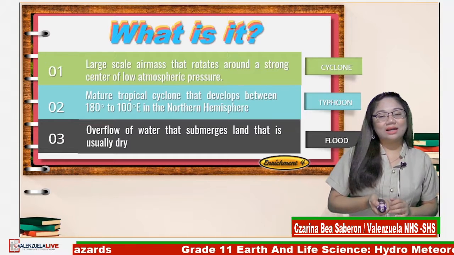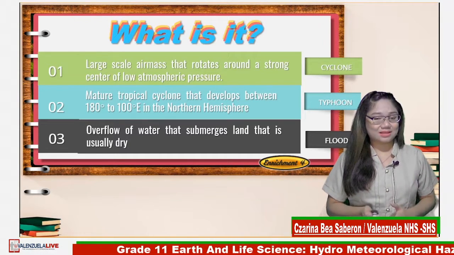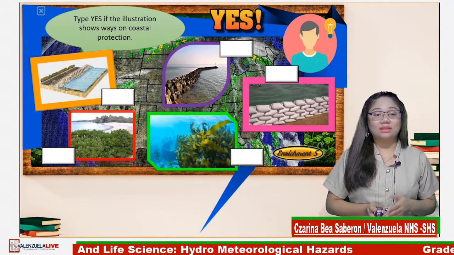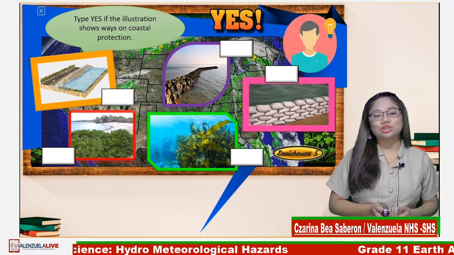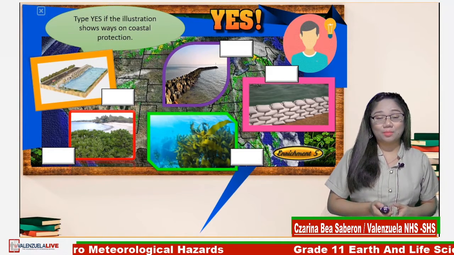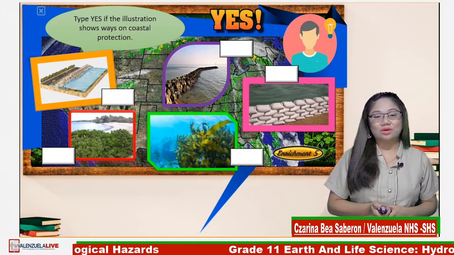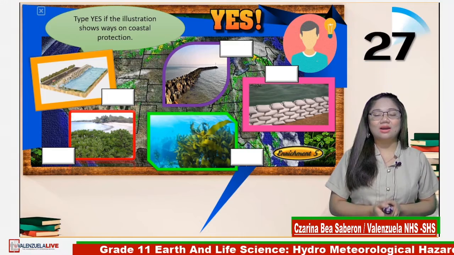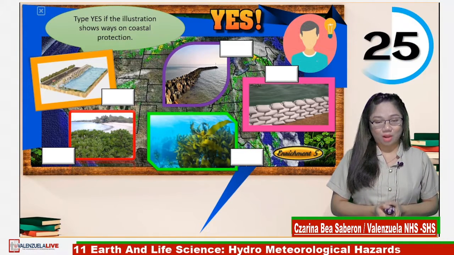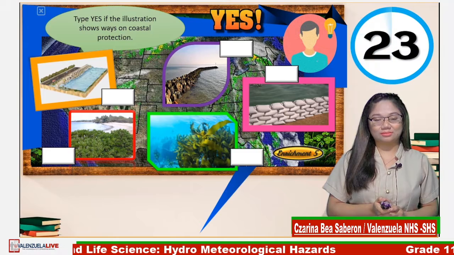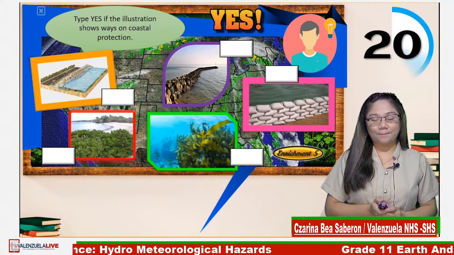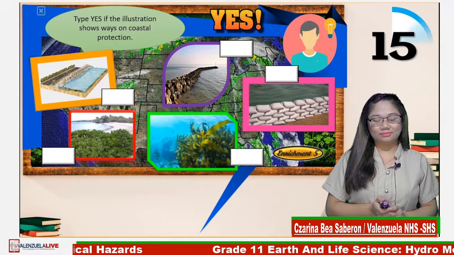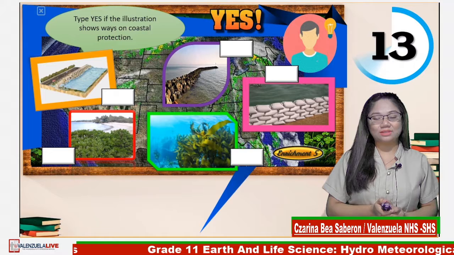Okay, now down to our last enrichment activity for this topic. So type in yes if the illustration shows ways on coastal protection. All right. So you have 30 seconds to think about the answer and key it in on the comment box. You've got 15 seconds left.